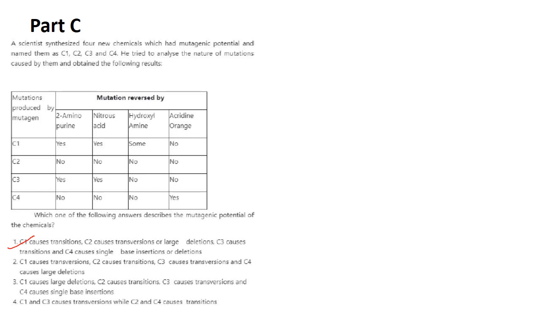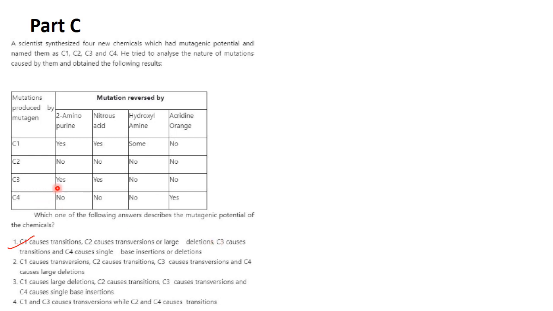reversion. Now 2-aminopurine, hydroxylamine, nitrous acid, all these cause transition mutations. So C1 is caused by transitions. C2, none of them are being reversed by these chemicals. So it is the case of a transversion. C2 causes transversion or large deletion.